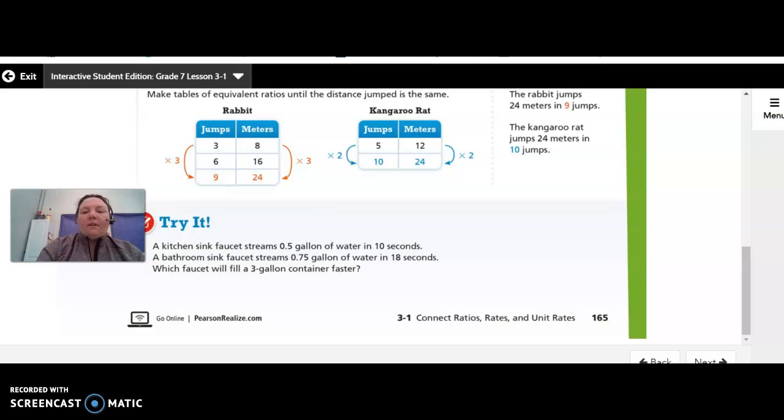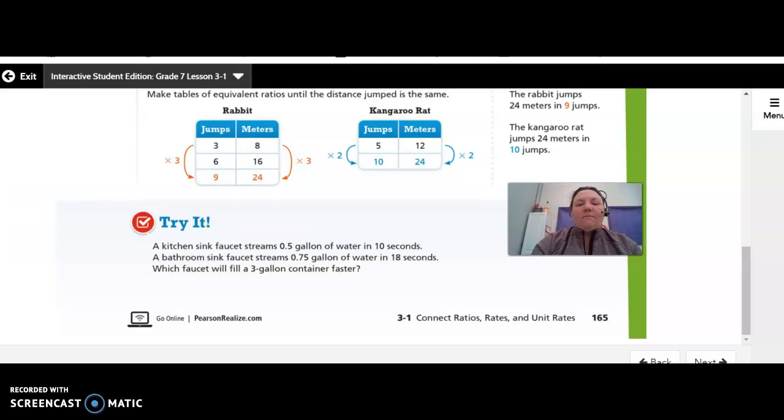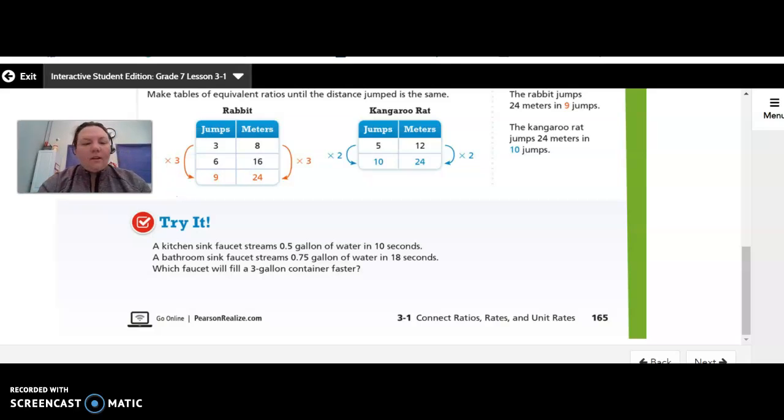So I'm going to scroll down. Again, I'm going to encourage you to take the time to read examples 2 and 3 that are worked out for you in your workbook, and then write down with me the try it example on the bottom of page 165. I have to move myself so I have room to write. All right, a kitchen sink faucet streams 0.5 gallons of water in 10 seconds. A bathroom sink faucet streams 0.75 gallons of water in 18 seconds. Which faucet will fill a container faster?